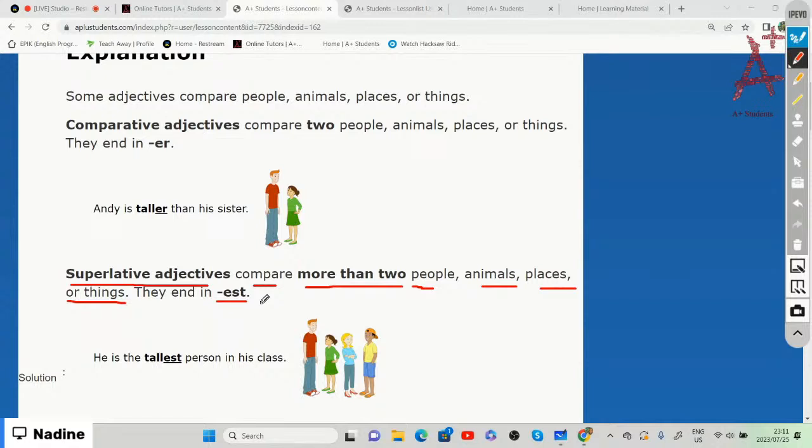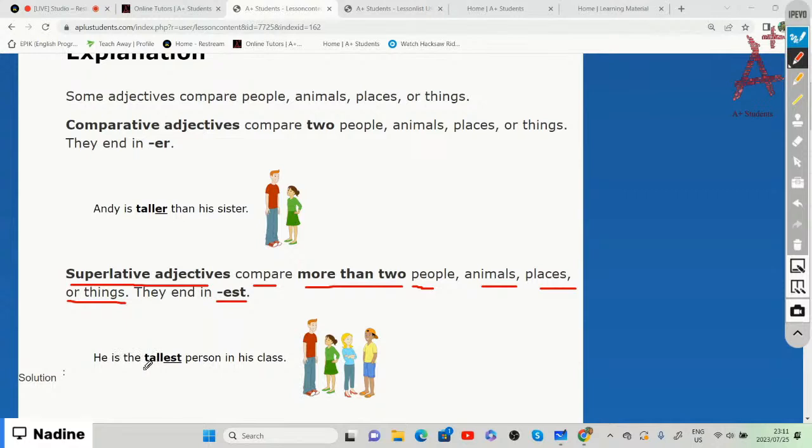Remember, we said comparative adjective compares two people, two animals, two places, or two things, and the adjective ends in er. For example, taller. However, with superlative, that compares more than two people, places, things, or animals, the adjective ends in est. And here we have an example.